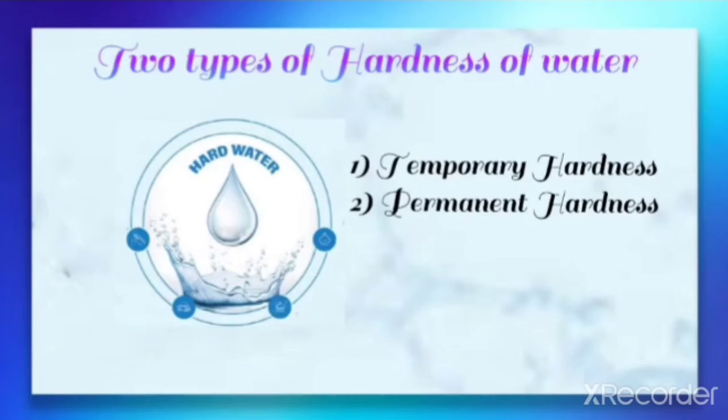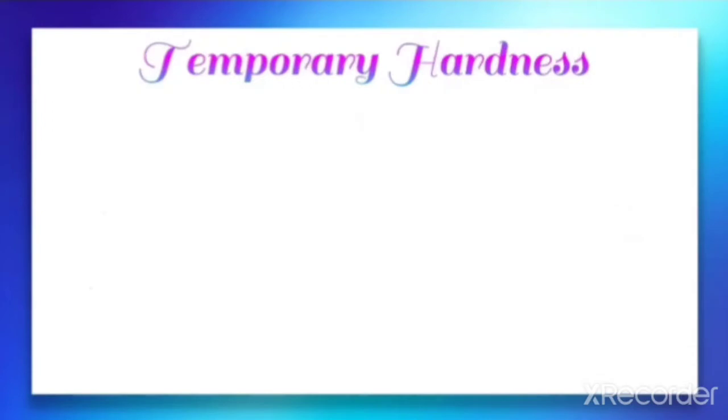But the permanent hardness is due to the presence of chlorides and sulfates of calcium and magnesium dissolved in it, and this hardness cannot be removed easily by just boiling. So in this video we are going to discuss some of the methods which can be used for removing the hardness of water. First let us discuss temporary hardness.